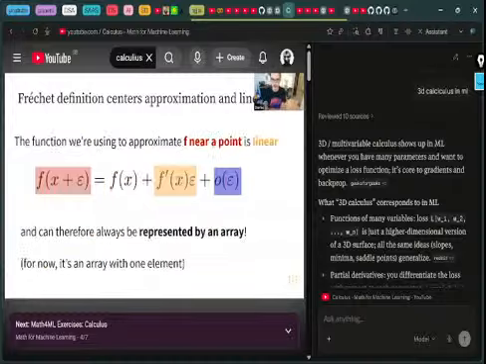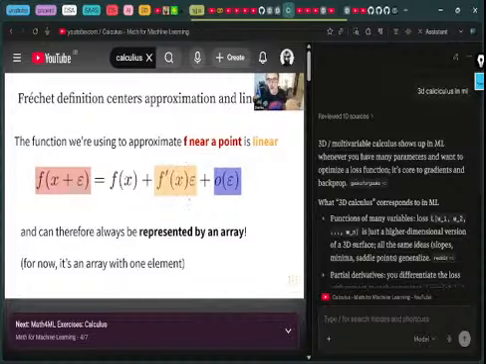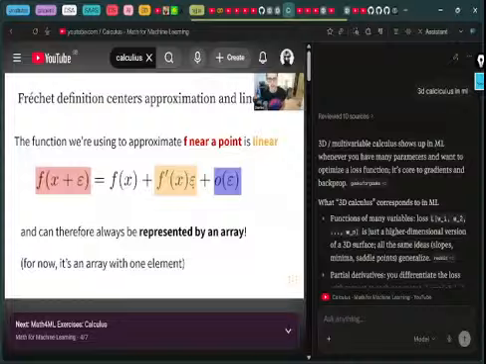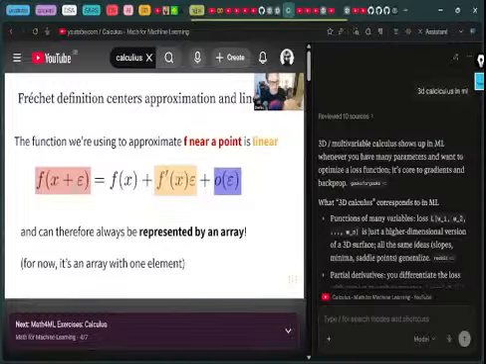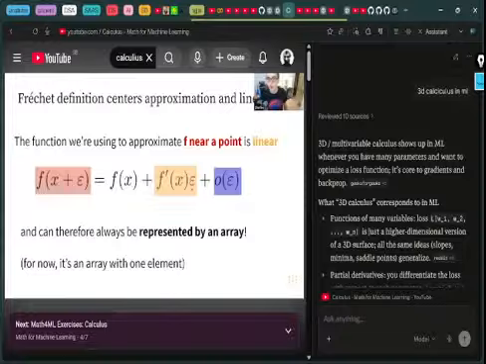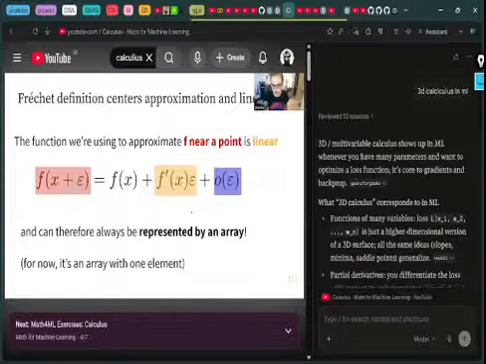So the function we are using to approximate f near a point is linear, right? f prime of x times epsilon. Even though f prime of x can be anything, the way it interacts with our variable epsilon is multiplicative. And so this function we're using to approximate f near the point x is linear, and therefore can always be represented by an array. Right now it's an array with one element, so this isn't that interesting. The way we use the array is we're basically doing a dot product: taking one number, multiplying them together, and adding up the results. We get one number. This maybe doesn't seem that useful a use of our linear algebra analogy yet, but watch this space for the next example.